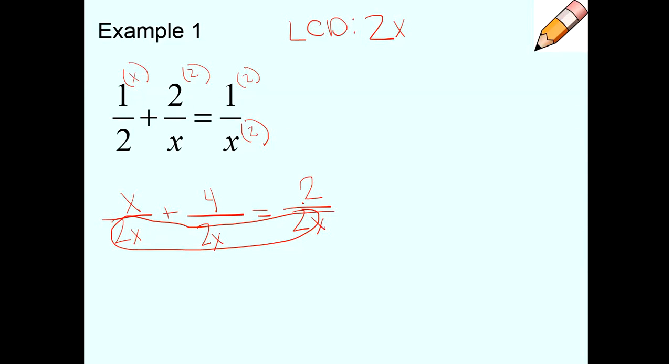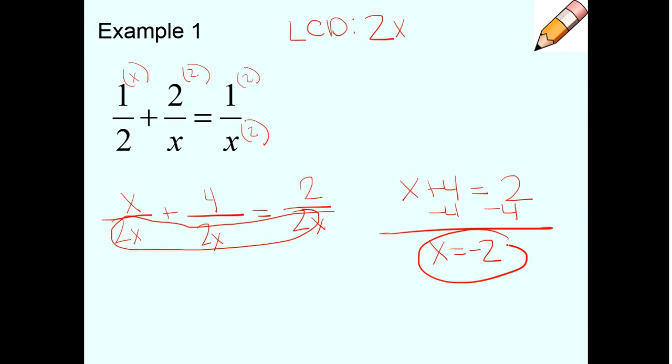So I can kind of forget about them, because if x is, let's say, 3, they're all going to have a denominator of 6. So I really don't care about my denominator. All I need to worry about now is that numerator. So let's write our numerator off to the side. x plus 4 equals 2. So x plus 4 equals 2. What's my answer? So I'm going to subtract 4. So I'm going to get x equals negative 2.